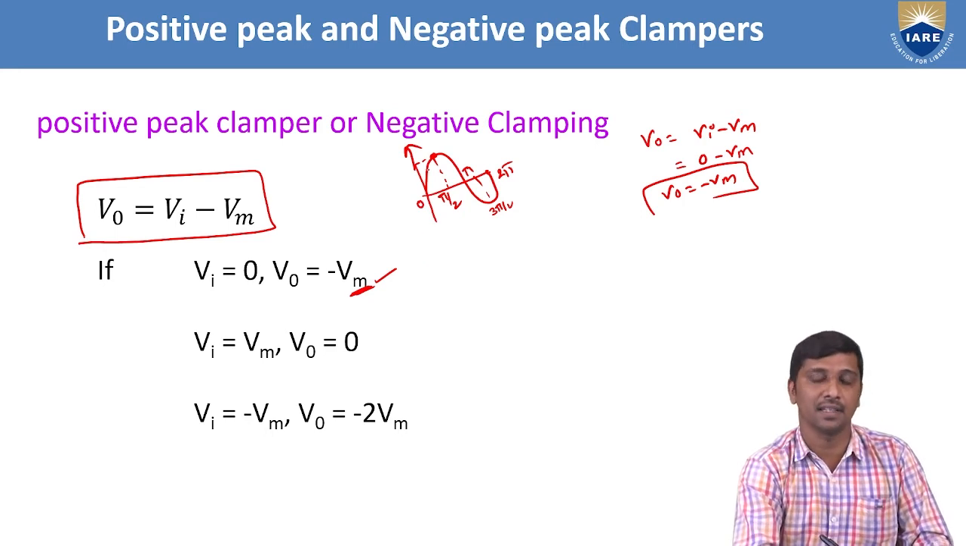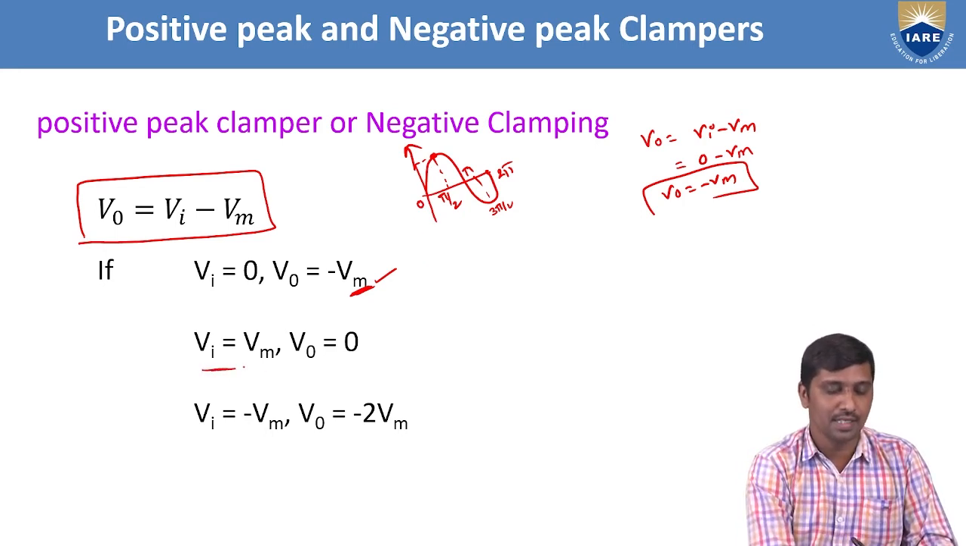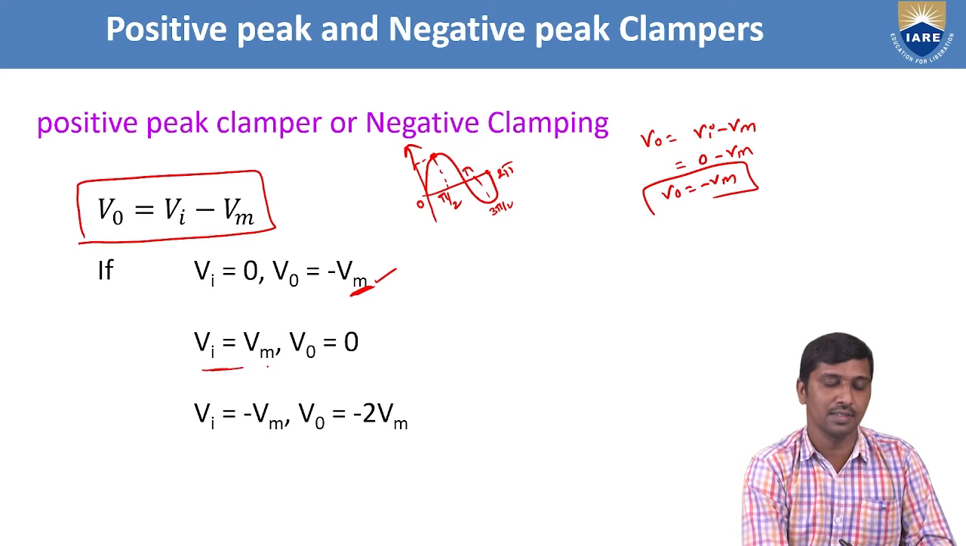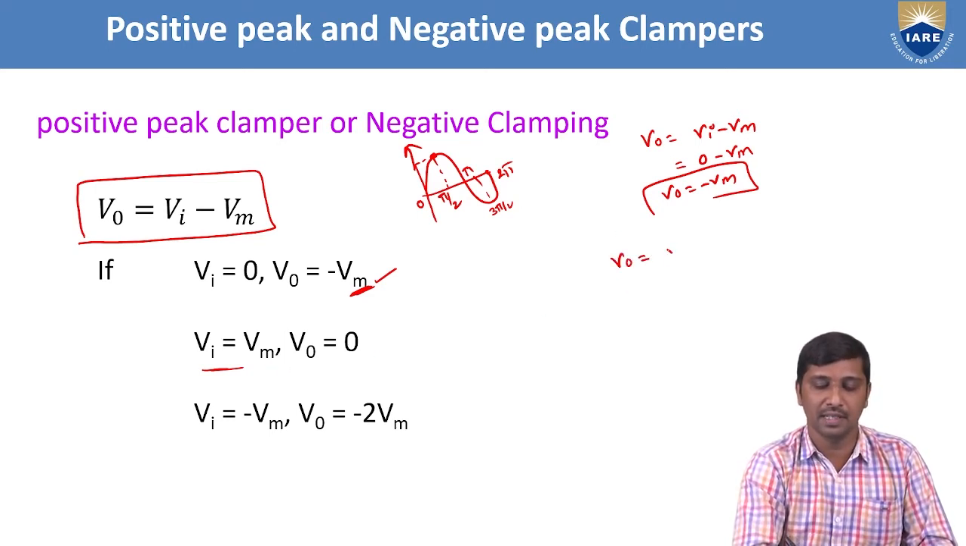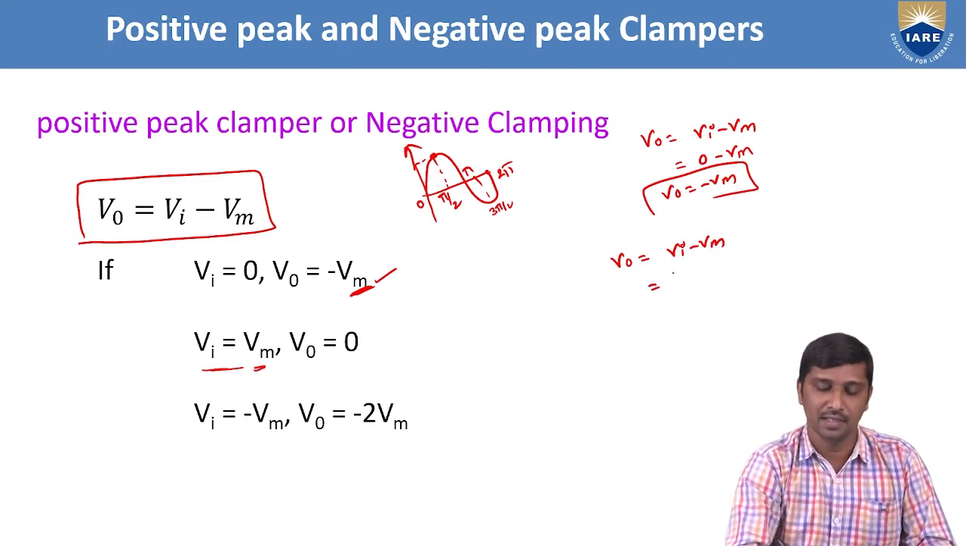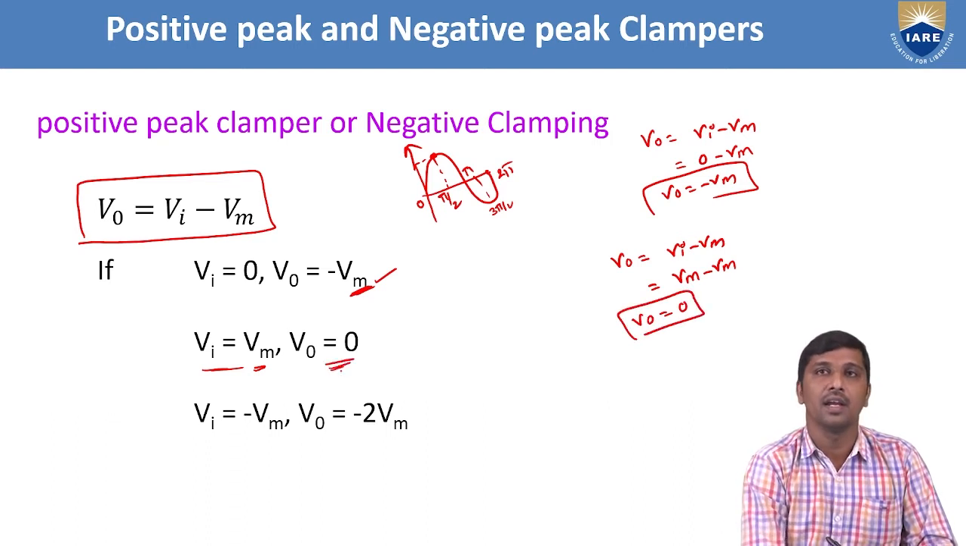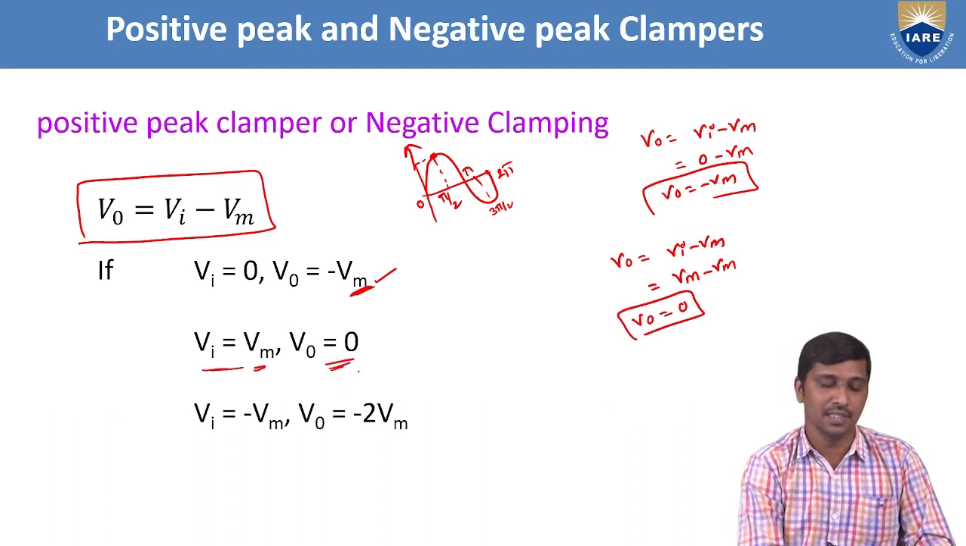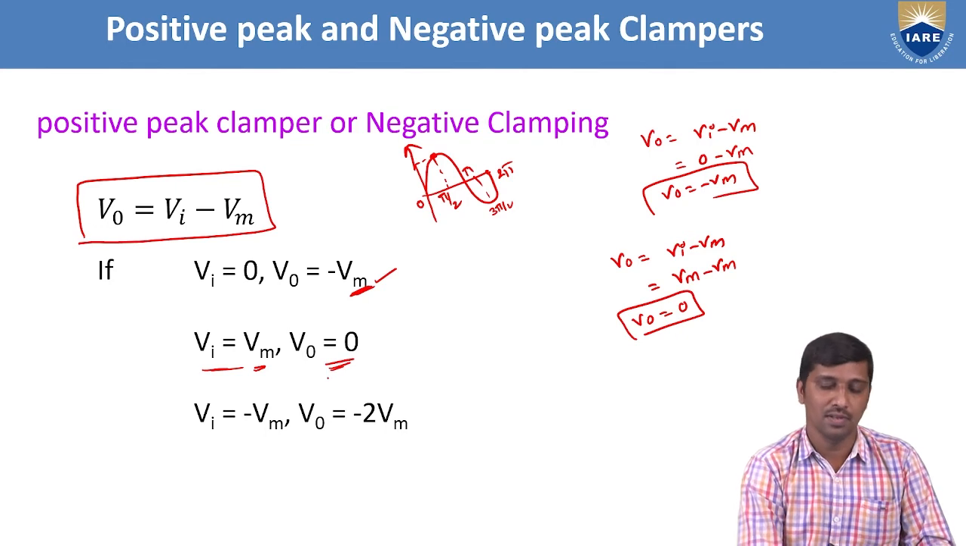And similarly, we need to observe when the input voltage reaches the peak voltage in a positive direction. So here I consider the input voltage is equal to Vm, now what is the output relation? V0 is represented as Vi minus Vm. So here I consider Vi is Vm, hence Vi is replaced with Vm, again minus Vm. So Vm gets cancelled, the output voltage is 0 here. At this point, the output voltage is represented as 0.